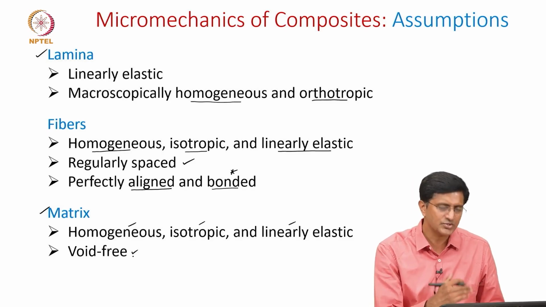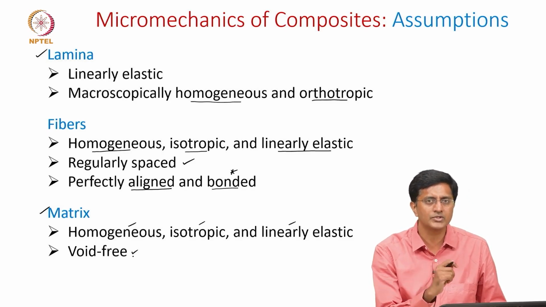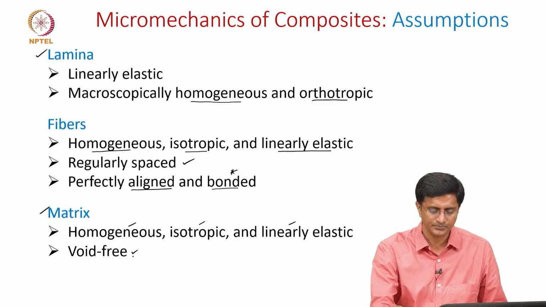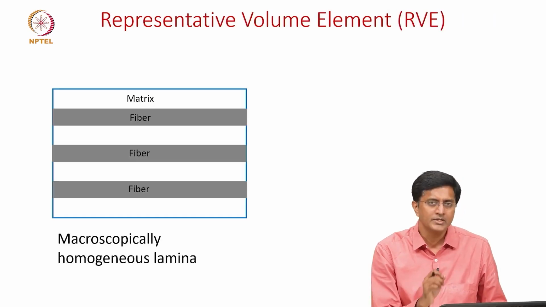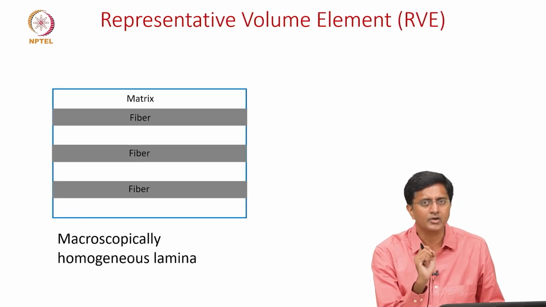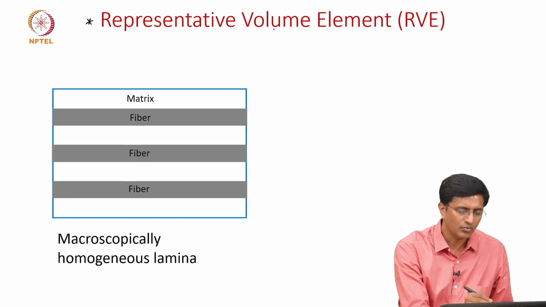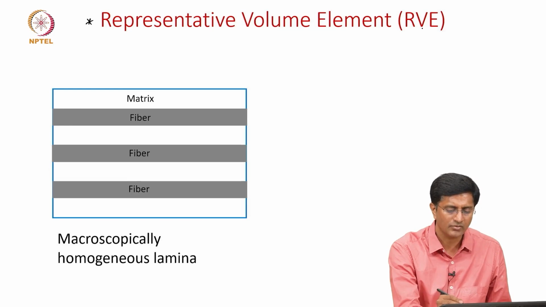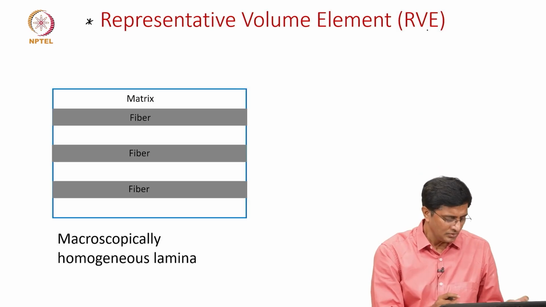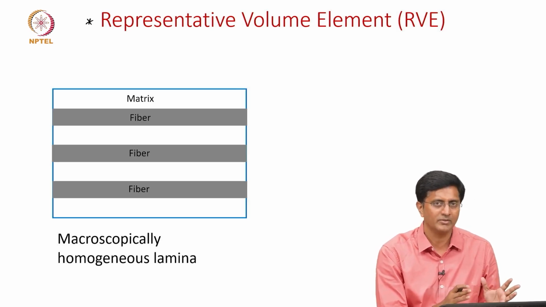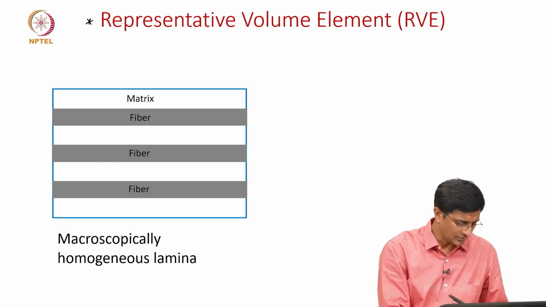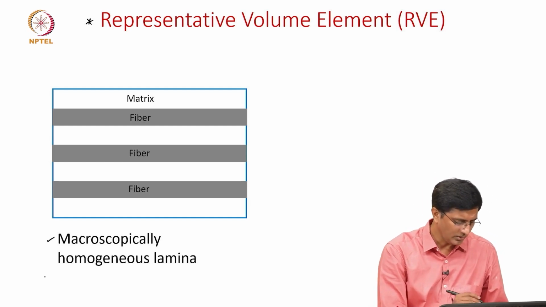So these are the major assumptions we make even before we derive those expressions between the composites and the constituent materials. Okay. So now we come to a very important concept for micromechanics, where we discuss the representative volume element, which we also call RVE. R standing for representative, V for volume, and E for element. What we see here, let's say, is a lamina with lots of fibers and surrounding matrix material. So we are saying that it is a macroscopically homogeneous lamina.